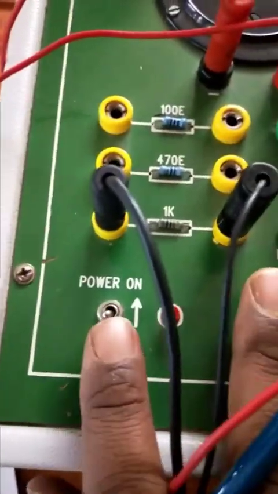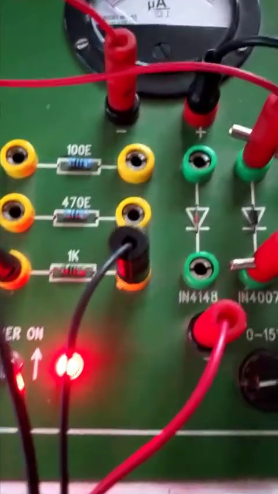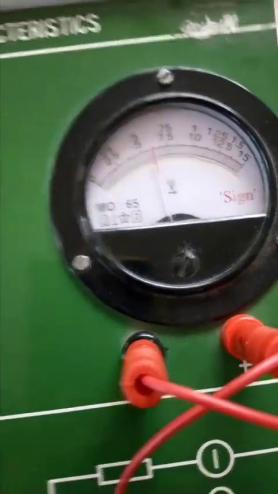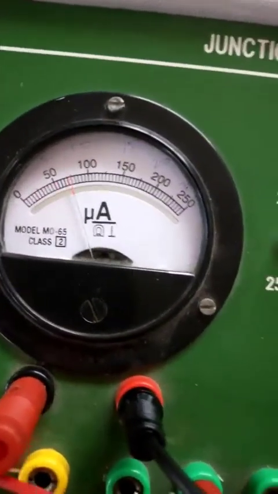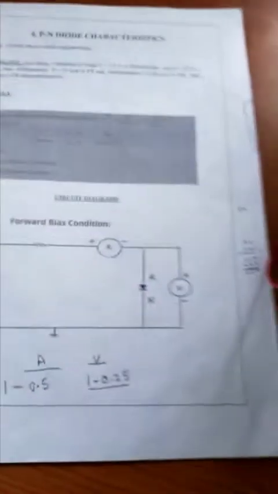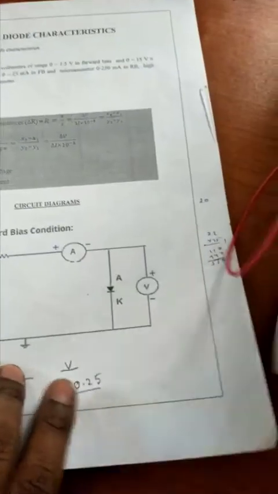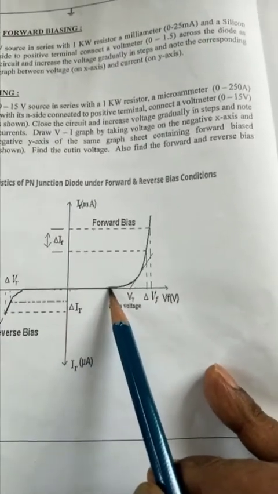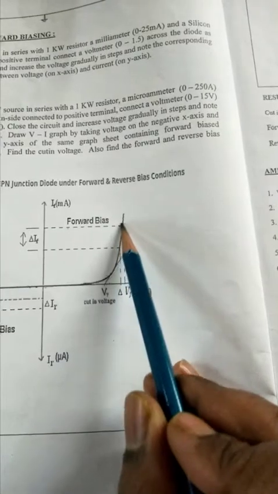I'm going to switch on the power. It is glowing, which means the power is switched on. As you change this knob, you will get a variation in the voltmeter, and along with that you will also get some variation in the ammeter. So we will see how the ammeter reading changes when I change the voltmeter. We will go for the table as well as the graph. When I increase the voltage, the current value stays at 0, 0, 0, and suddenly it will increase like this.